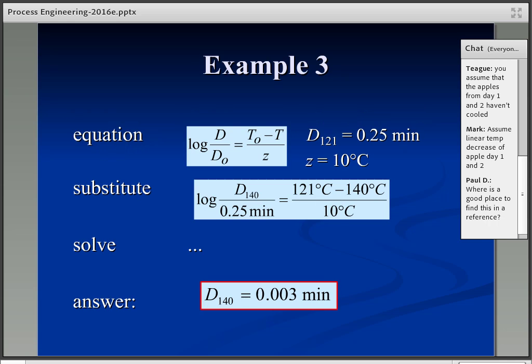So there's the equation that I just mentioned. It's used for decimal reduction time. We were given that at 121, it's 0.25 minutes, the value of 10 degrees C. So plug and chug very quickly. Just rearrange a little bit and solve for the D, the new decimal reduction time at 140 degrees C, and we get 0.003 minutes. 140 degrees C is a very high processing temperature, and a very, very short time is required for that condition.